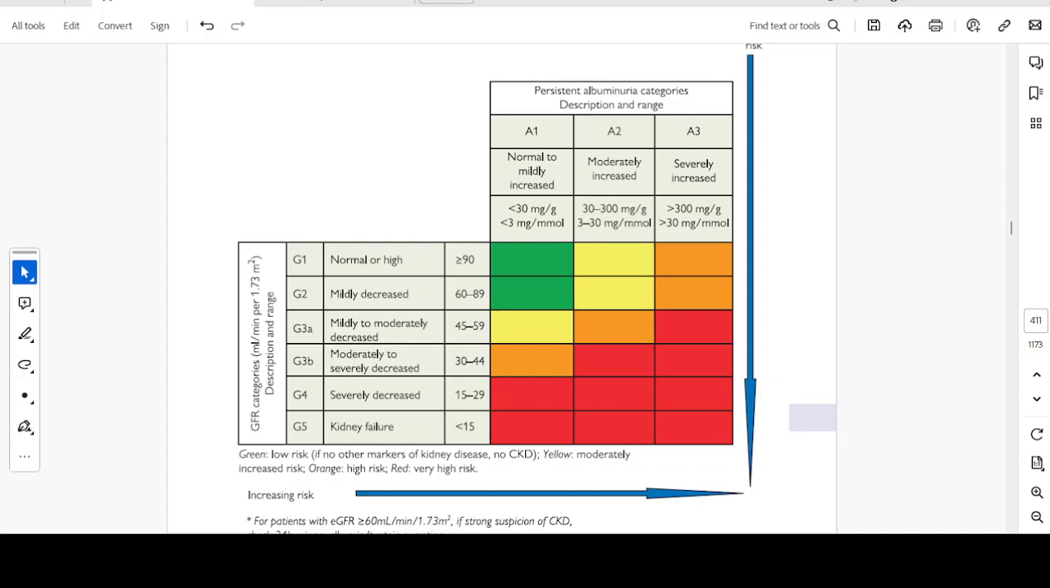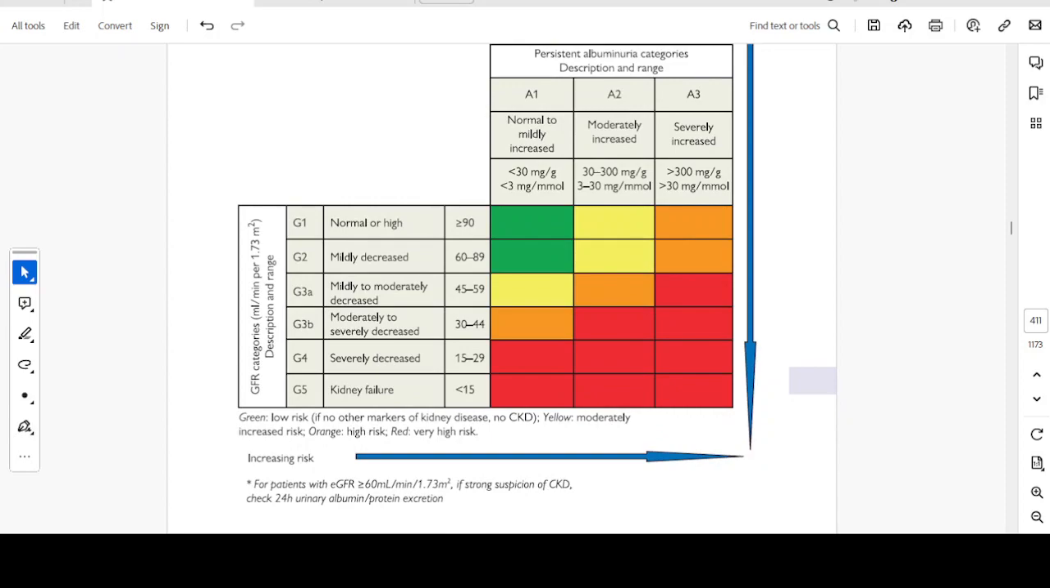Also G2, kidney function is mildly decreased, GFR 60 to 89. This is GFR, and again A1, that is no proteinuria. Then it is not CKD. But if in stage G1 or G2 there is A2, that is 30 to 300 milligrams per gram of protein or 3 to 30 milligrams per millimole of albumin, in that case it is considered as green is low risk, yellow is moderate risk, so this is moderate risk of CKD.